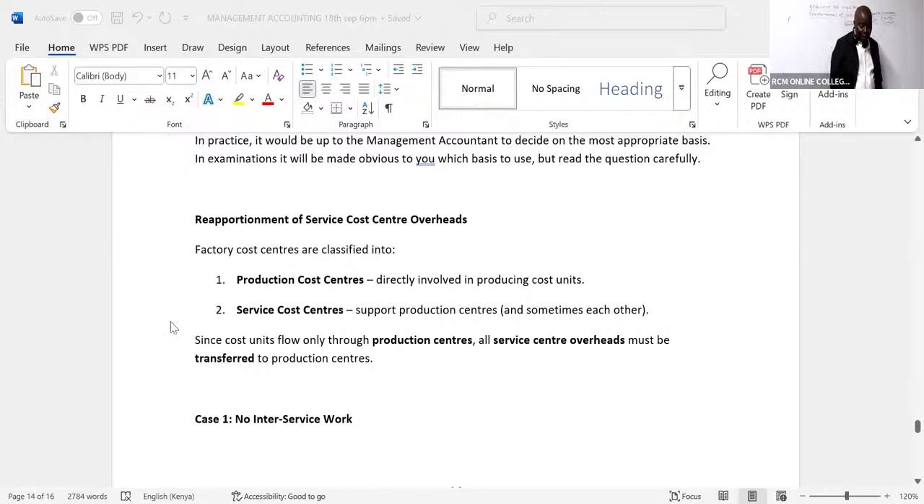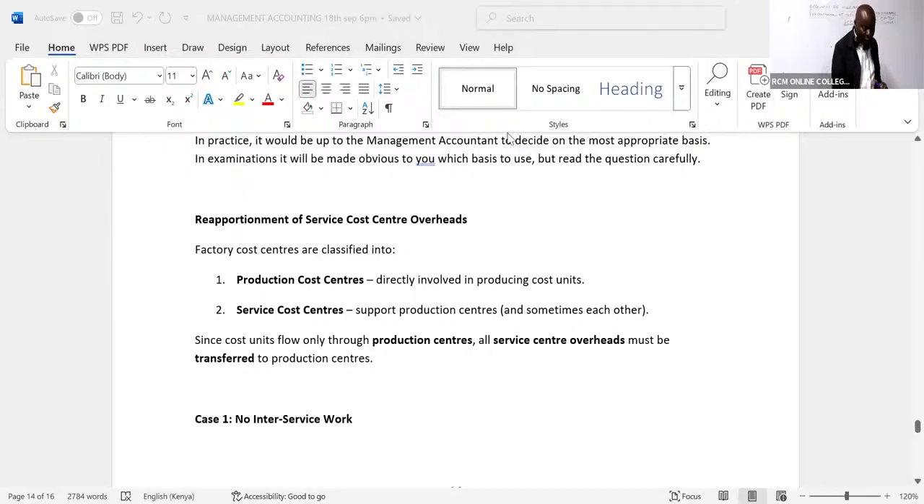Yeah. So tell us that since cost units flow only through production centers, all service center overheads must be transferred to production centers. I repeat, since cost units, since students, only go through these departments, ladies and gentlemen, all service center overheads must be transferred to production centers.